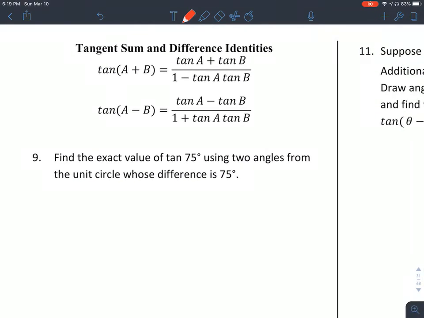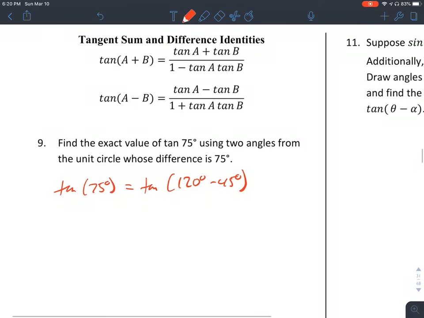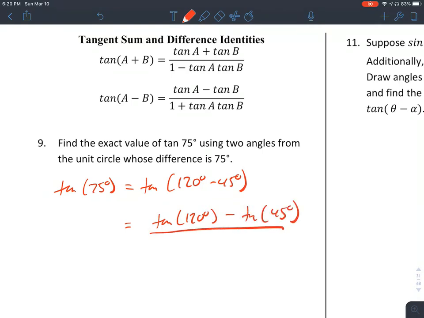All right, number 9. Find the exact value of tangent of 75 using two angles from the unit circle whose difference is 75. Well, tangent of 75 degrees is the same as tangent of 120 degrees minus 45 degrees. Using the difference identity for tangent, that's going to be tangent of 120 degrees minus tangent of 45 degrees over 1 plus tangent of 120 times tangent of 45.